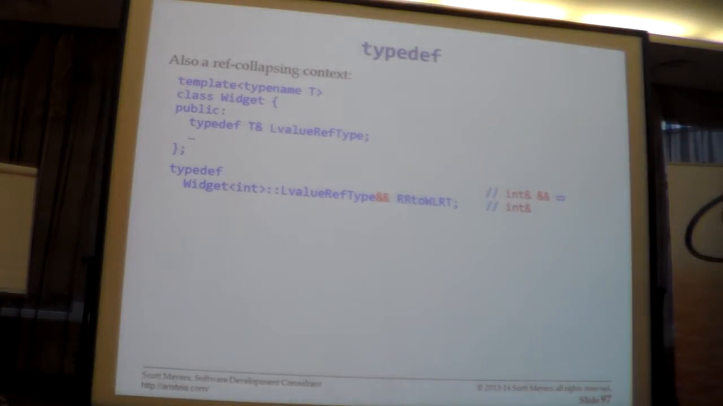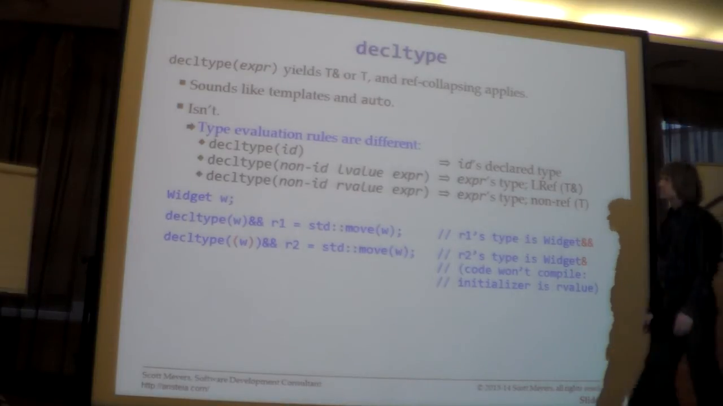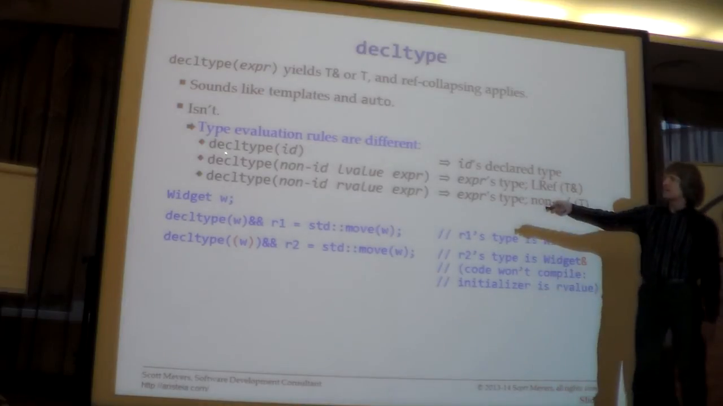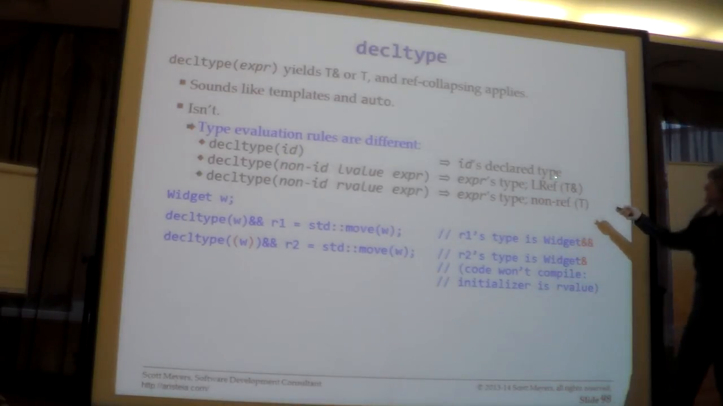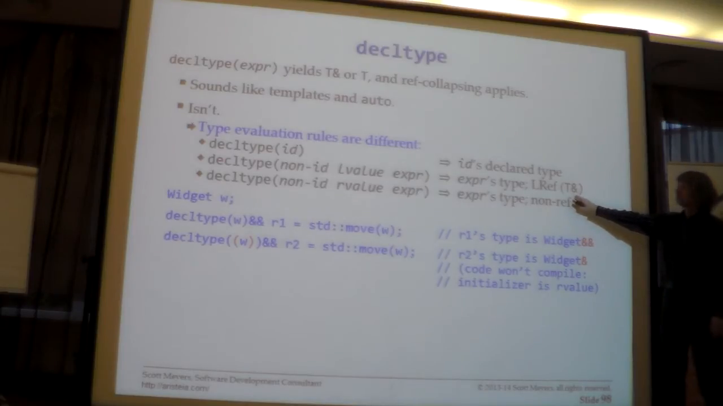So, if during template expansion or typedef expansion, you end up with references to references, reference collapsing occurs. The final of the 4 contexts where reference collapsing occurs is in decltype expressions. I already mentioned that for decltype, if I say decltype of a name, I get the declared type of the name. Decltype of an L value expression is going to be an L value reference. And decltype of an R value expression will just be a non-reference type.